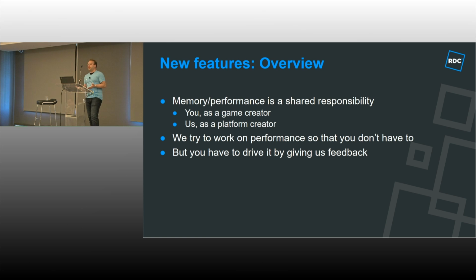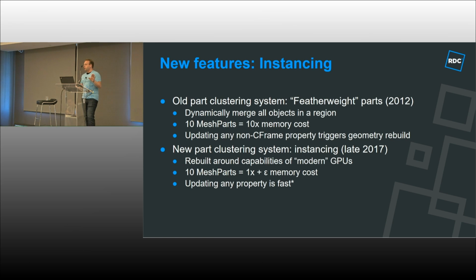Why? Oftentimes, we can't anticipate everything, and we can't fix something unless you tell us about it. If you never tell us about something, we will never fix it. So you have to drive the process. You have to tell us, hey, why is this thing slow? Sometimes the answer will be you have to change the content. Oftentimes, the answer will be, OK, we can try to fix this on our end. So let's talk about the new features.